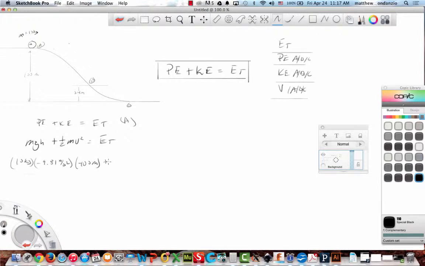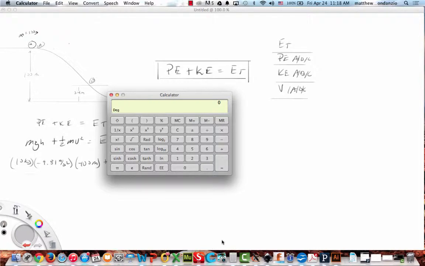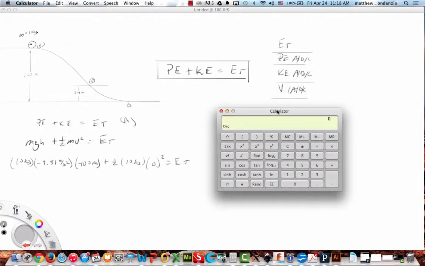Okay, all right. Plus what? 1/2 times 10 kilograms. And then the velocity is going to be distance divided by time. At the very top, my velocity is going to be 0, and that's going to be squared. Equals my energy total, right? Because my kinetic energy ends up being 0, guys, right?